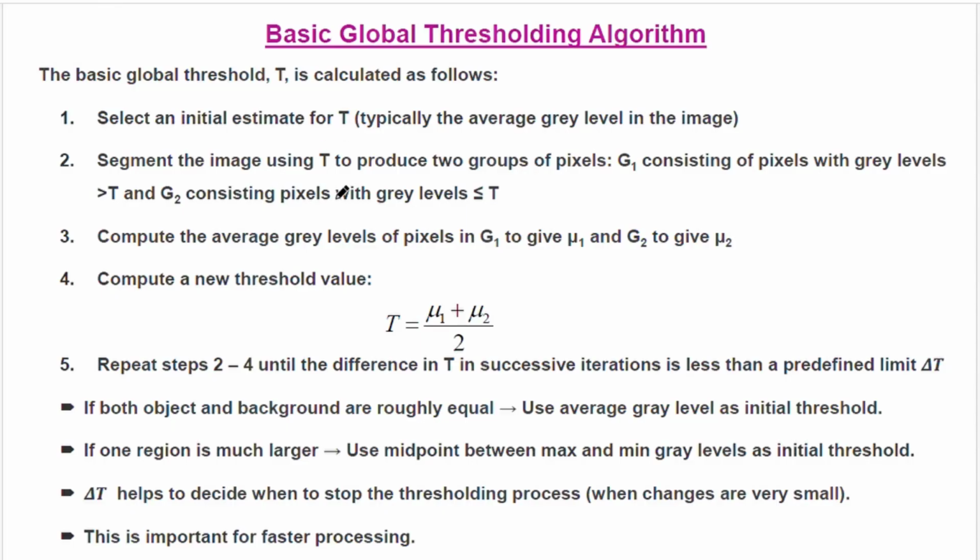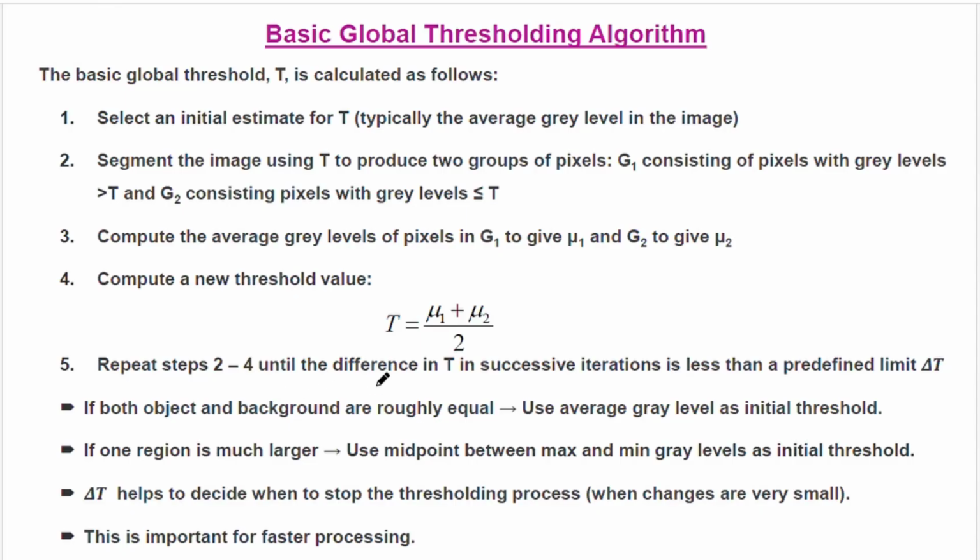Then segment the image using the threshold T to produce two groups of pixels. G1 is one group consisting of pixels whose intensity values are greater than T, and G2 consists of pixels with gray levels less than or equal to T. After getting G1 and G2, compute the average of the pixels in G1, call it mu1, and the average gray level of the pixels in G2, call it mu2. Then compute a new threshold value T, equal to (mu1 plus mu2) by 2.